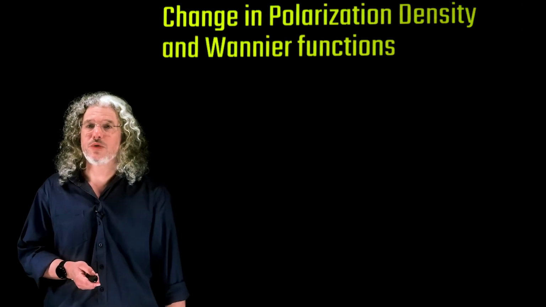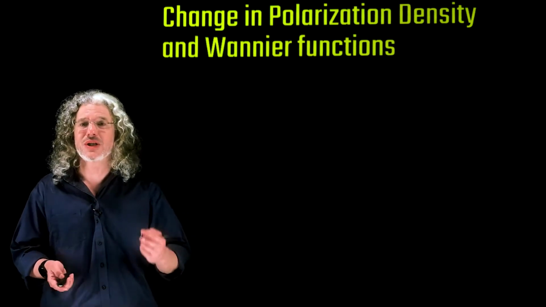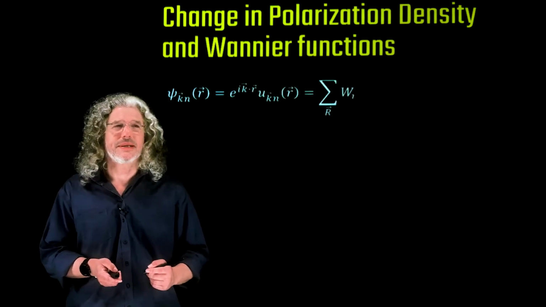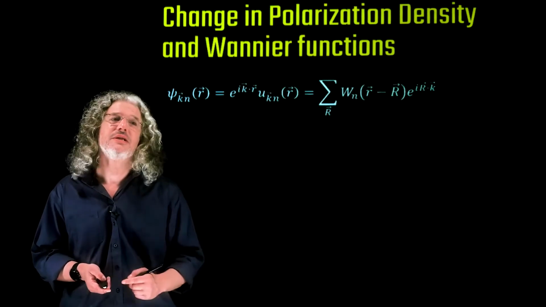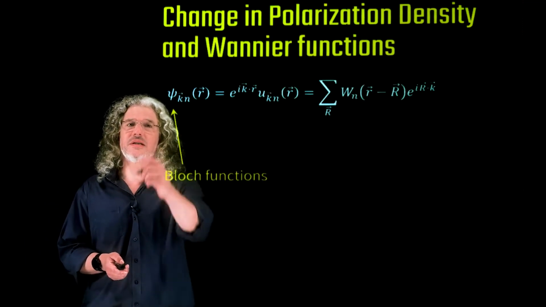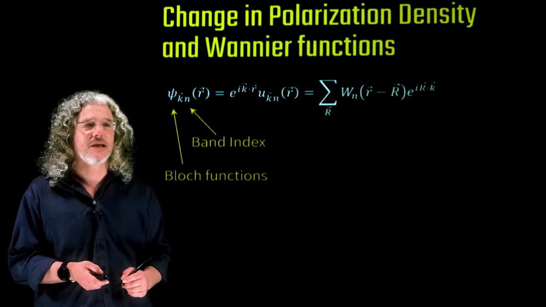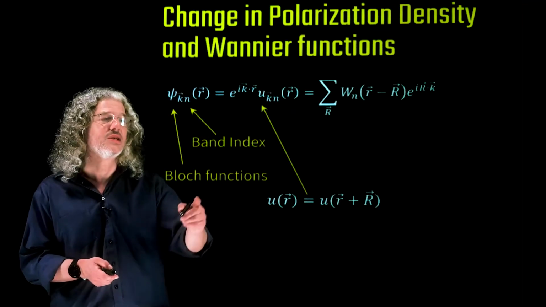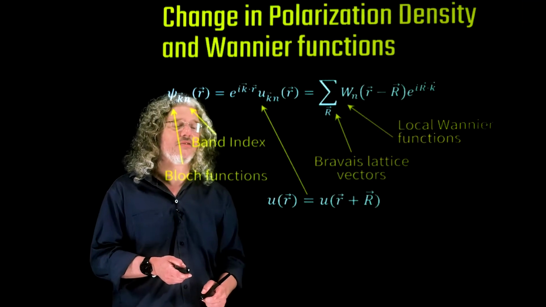So now I would like to discuss the change in the polarization density and the Wannier functions. What is the relation between them? So I remind you of things that we all should know. The relation between the Bloch function, the periodic Bloch function, and the Wannier function. Here, these are the Bloch functions, where n is the band index. The u are periodic functions, with R being the Bravais lattice vectors, and w is the localized Wannier function.